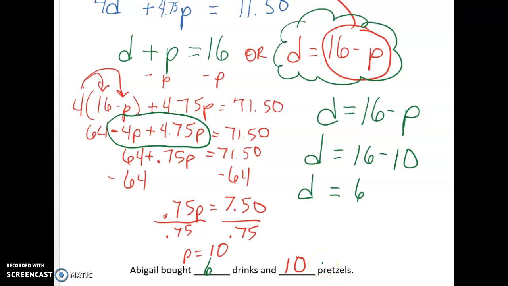Go back to see if that makes sense. Go back to your words. And we said up there in the words that the number of drinks and pretzels she bought all together was 16. So 6 plus 10 makes 16. That's correct. So always go back and check your work.